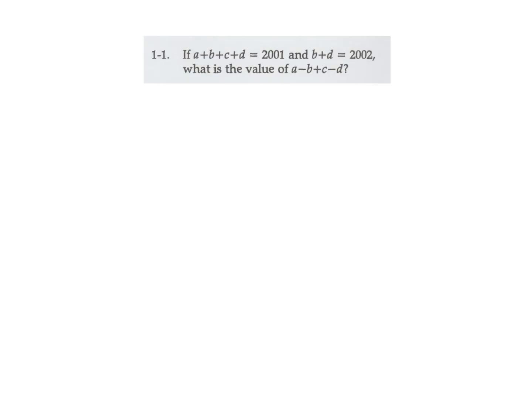If A, B, C, and D add up to 2001 and B plus D is 2002, what is the value of A minus B plus C minus D? A plus B plus C plus D is 2001, and B plus D is 2002. So we can plug that in there.